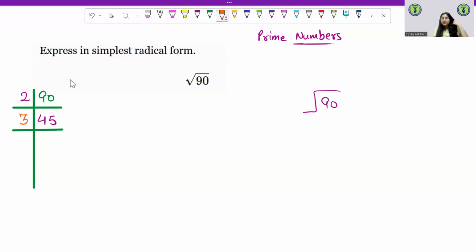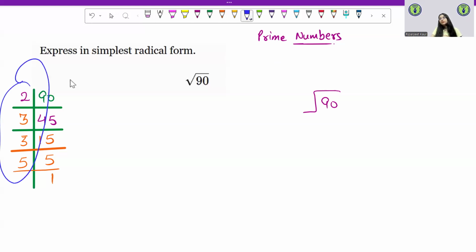Is 45 divisible by 3? Yeah, 15. We take another prime number with which we can divide 15. 5 with 3. So there is 3, there is 5, and then 5 can be divisible only by itself and 1, and we get a 1. Whatever numbers are over here, they are the prime factors of 90. So we got 2 times 3 times 3 times 5.